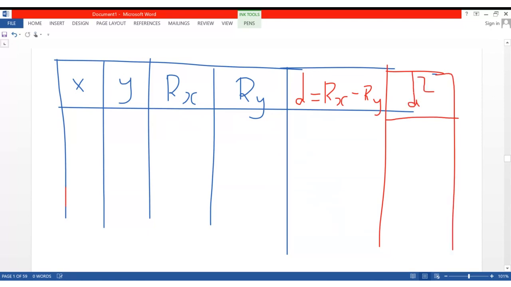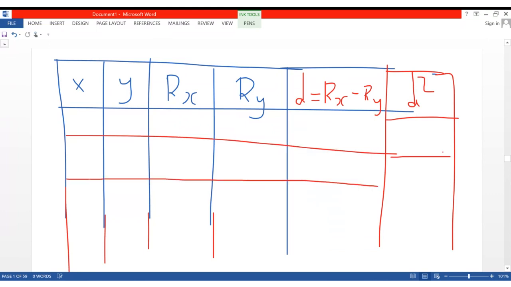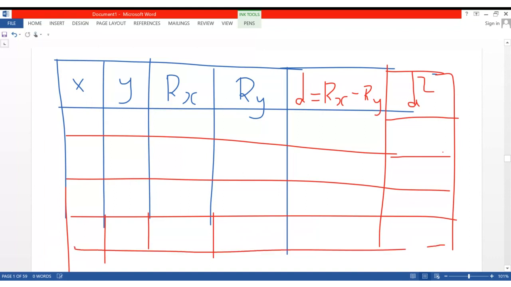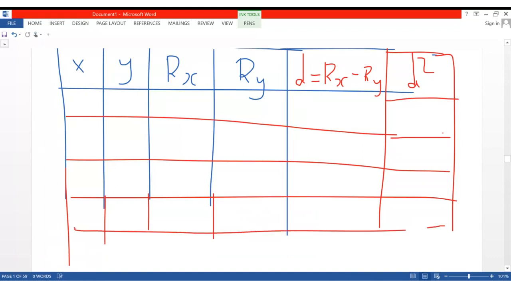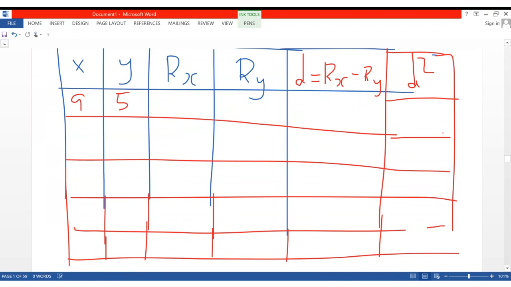So the same values that I had. I repeat with the same values. I had 9, 5, 4, 6, 1 for X, and 6.4, 5.3 and 1.2 among the Y values. Now the ranks.